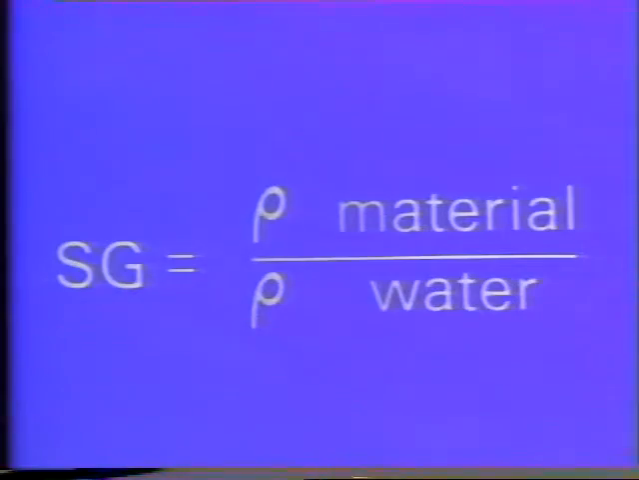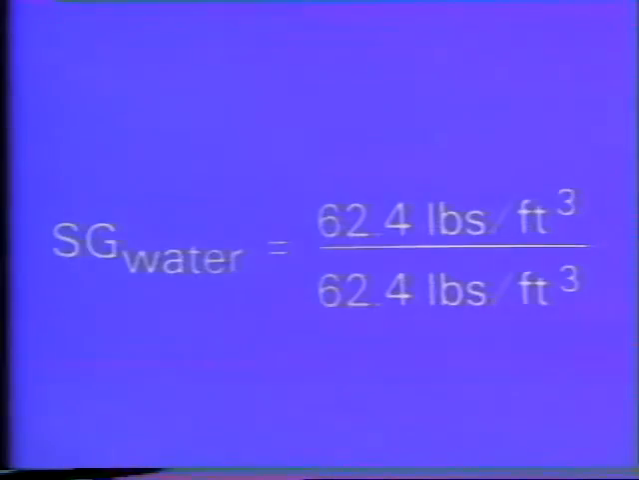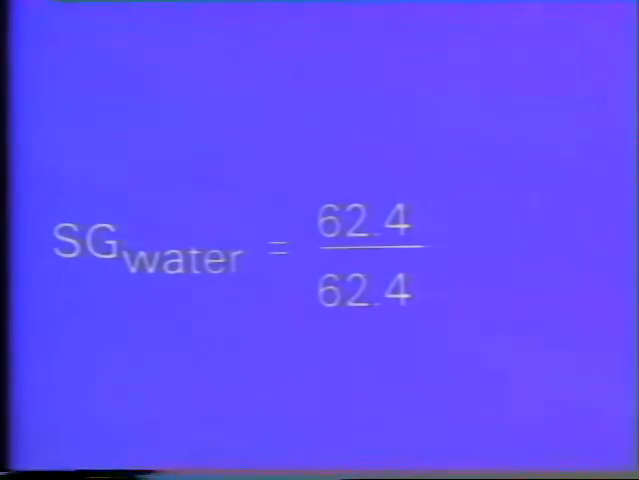From the last experiment that we did, you know that the density of water is 62.4 pounds per cubic foot. To find the specific gravity of water, we divide the density of the material, in this case water, by itself. That's 62.4 pounds per cubic foot divided by 62.4 pounds per cubic foot. The units cancel, and we're left with 62.4 divided by 62.4, which is equal to 1. Now this makes sense if you consider that we're comparing water to itself. So, the specific gravity of water is 1.